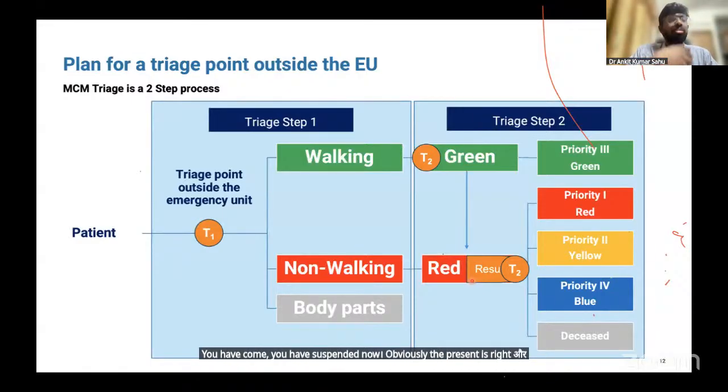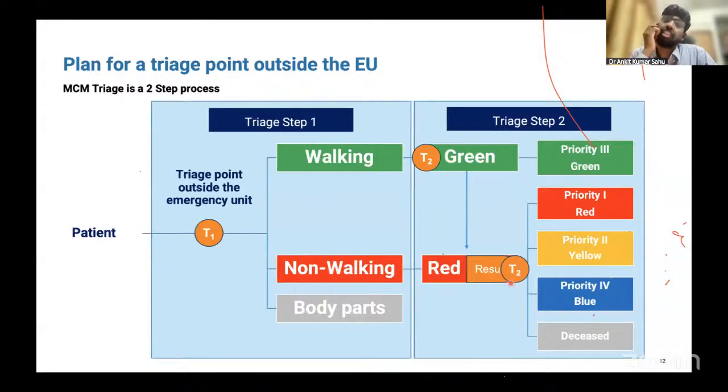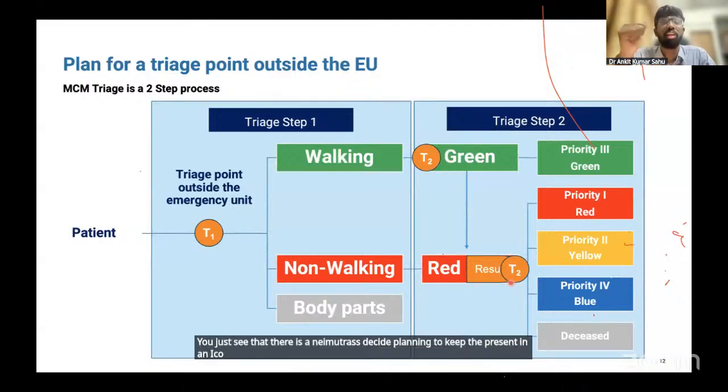Now, what you will do, you just see that there is a pneumothorax, put a needle thoracostomy, put a chest drain. Now, patient is completely stable. You do the step 2 triage. Once the patient is completely stable, you have to decide whether you are planning to keep the patient in an ICU or OT, whether you are shifting the patient to the ward.